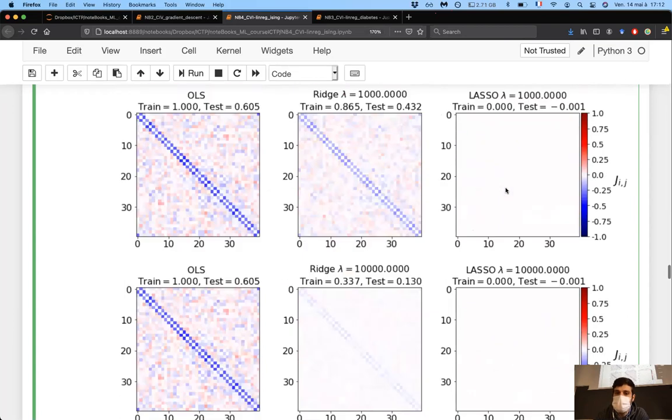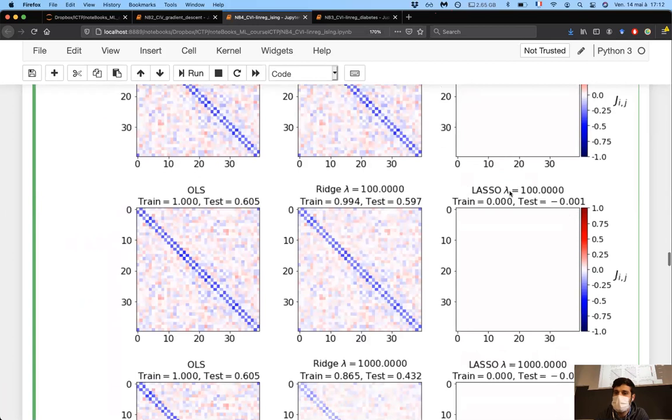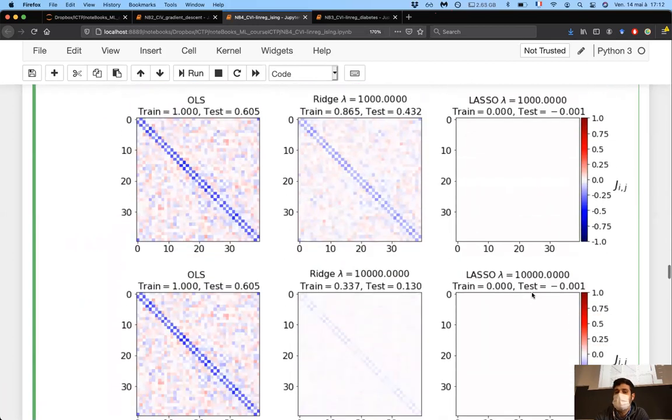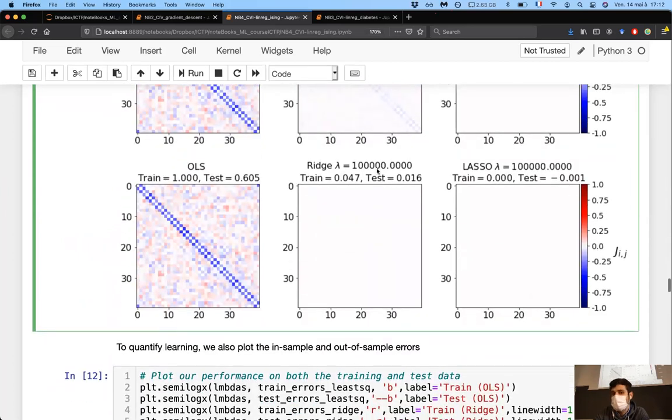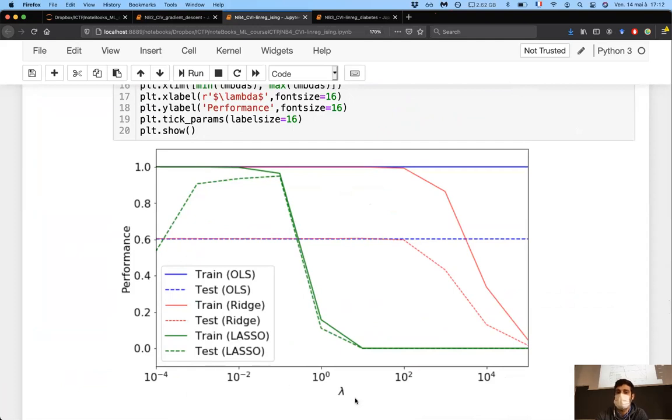So let's look at the curves actually. You see, if you increase the Lasso penalty too much, at some point you just reconstruct zeros, of course. Okay. With Ridge also, if the penalty is really strong. So here I'm plotting the different errors as a function of the penalization strength.